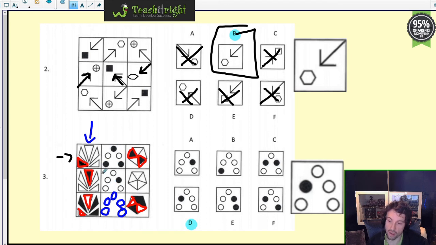If in any of the first two pictures it's shaded, in the last they can't be shaded. So this one can't be shaded, this one can't be shaded, this one can't be shaded, this one can't be shaded, which means that only this circle here, which is free in both of them, can be shaded in black, and that's why it's option D. Cool question. Number 3, quite toughy.